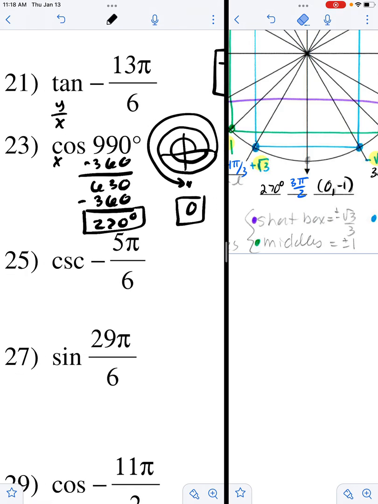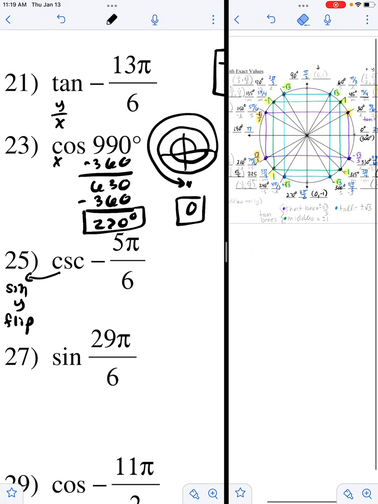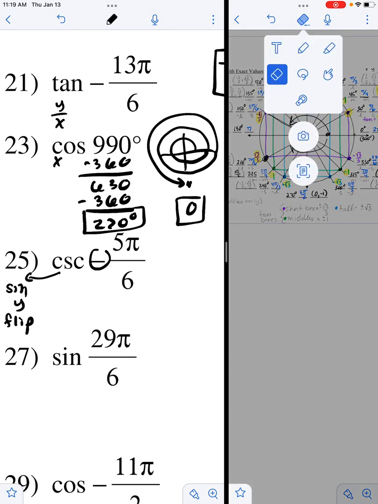Cosecant. Okay, that is going to require me to flip over the sine or the y value, but I first have to figure out where I'm at. 5 pi over 6 is normally right here, but it's negative. So I go the same distance the other way. Here I started at my start point and I went until I got to the line right before 180. I'm going to do the same thing but the other direction because that's negative 5 pi over 6. So that puts me right here. That's what they want me to look at.